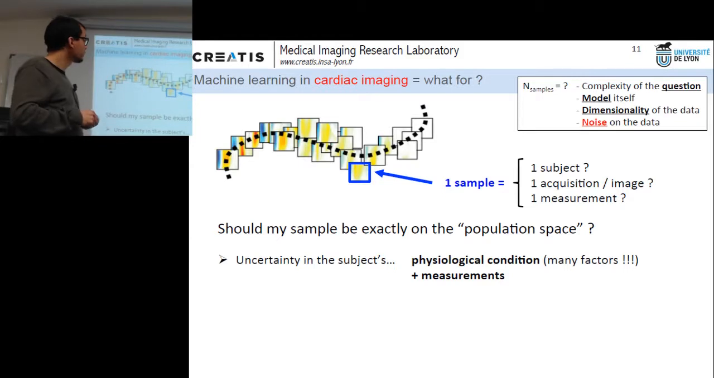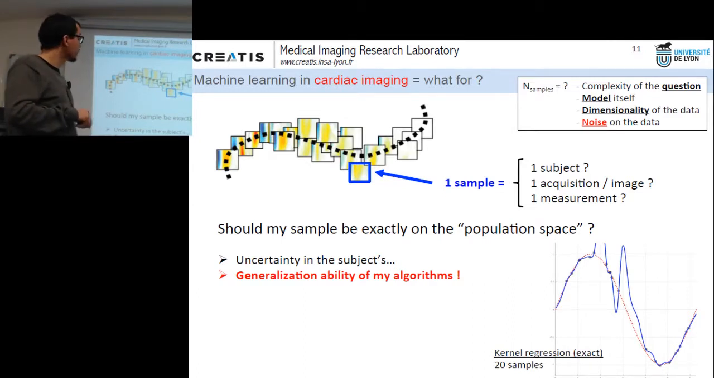And what about noise on the data? Just following the examples. Well, I wouldn't like to assume that my data perfectly lies on the space I have the intuition that it should belong to. Because if I take one sample, one sample could be one subject, or this sample could be one acquisition at a given instant for this subject, one image for this subject, or one measurement. And by doing a measurement, I assume that I may have uncertainty in doing my measurement. So I don't believe that we should assume that samples should lie exactly on the population space, but we may have some freedom around. We hypothesize that they are quite close to this space, but we have uncertainty in subjects because of this.